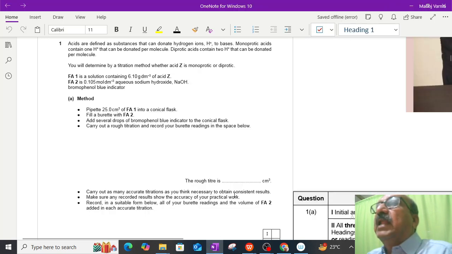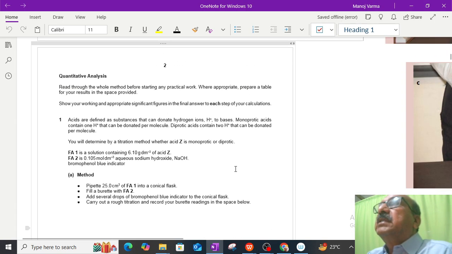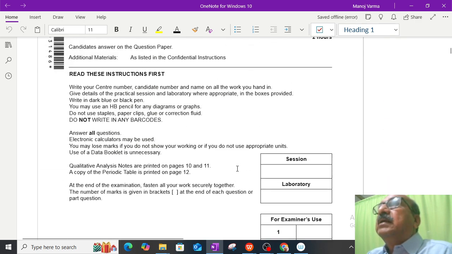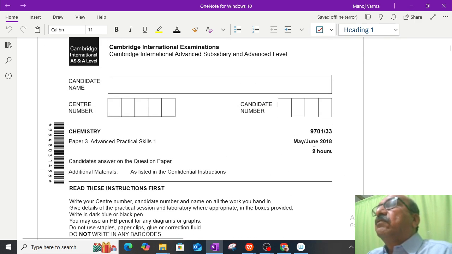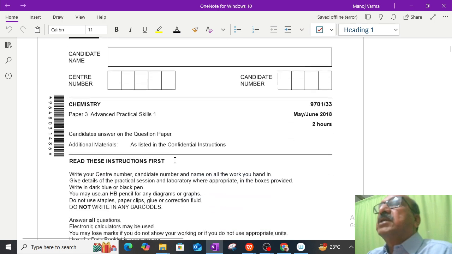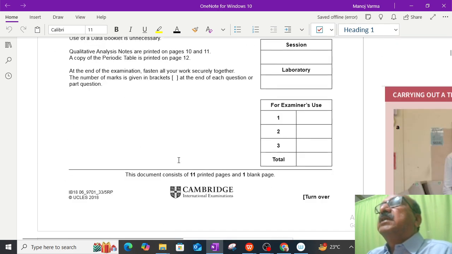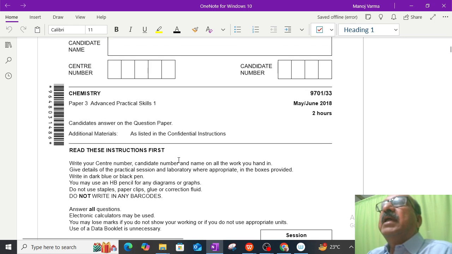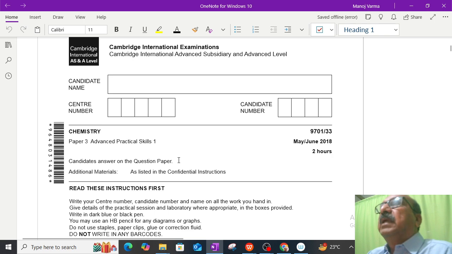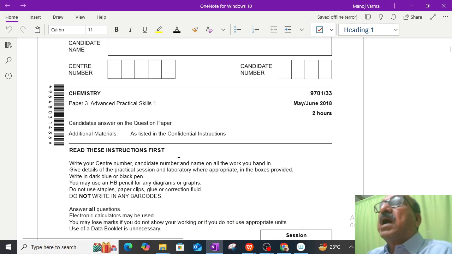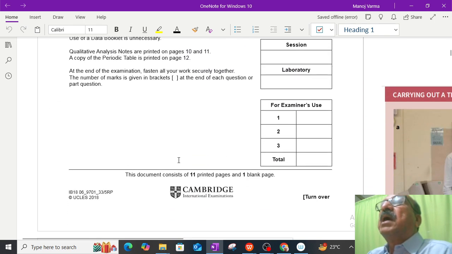So let's see this. This is the paper that you see, and this is a paper of May-June 2018, paper number 33, code 9701. It is your practical exam paper. This is the kind of question paper that you are going to get in your exam. And obviously, as you might be aware, it carries 40 marks. 40 marks is not a small amount.